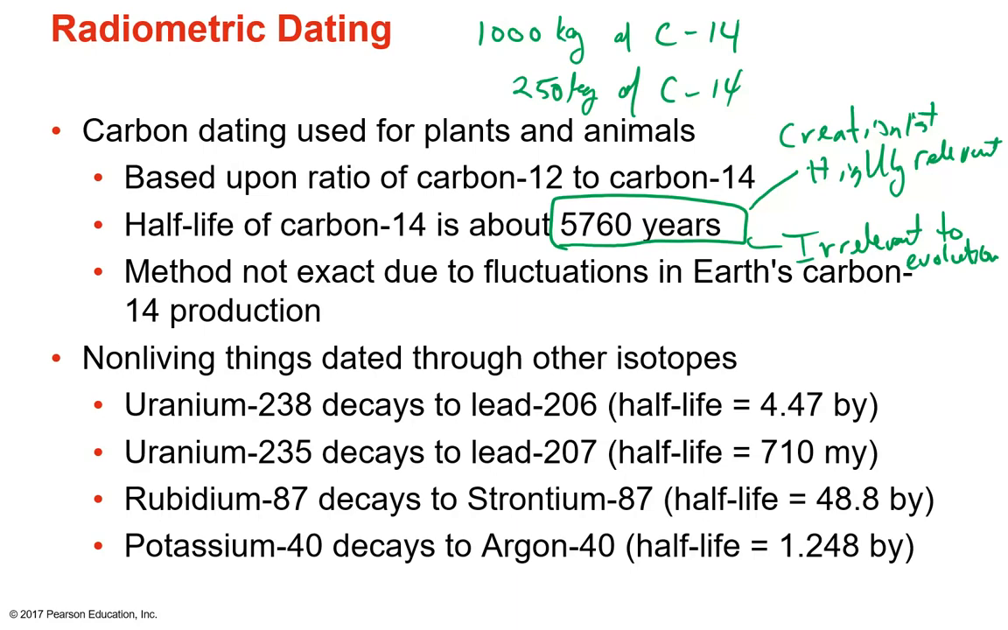Uranium-235, 710 million years. Rubidium-87, 48.5 billion years, or 0.8 billion years. And then potassium-argon, 1.25 billion years. Those are ones that are used regularly to date rocks by people who are trying to study the age of the Earth and the age of layers in the Earth.